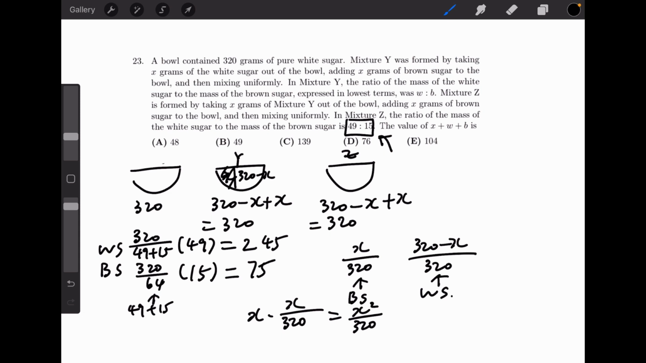Since we now know the exact amount of brown sugar taken out of the mixture Y, we can get the amount of brown sugar in mixture Z by using the initial amount of brown sugar in the Y mixture, minus the amount of brown sugar taken out, and plus the X gram of brown sugar added in, and this would give us the total amount of brown sugar, which is 75. And if we solve this equation, we get X equals 40.